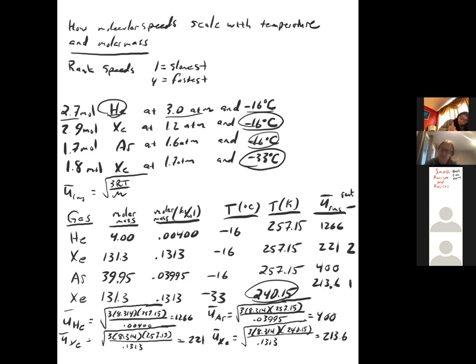That difference in temperature didn't make a big difference because you're really only changing it by 17 Kelvin. That's not a big difference. And then the third one is going to be the one that's hotter, but in between weights. It's not quite as heavy as helium, but it's lighter than xenon. So it's going to be faster than xenon. And then the one that's lightest and at the highest temperature is going to go the fastest. So helium will be the fastest.